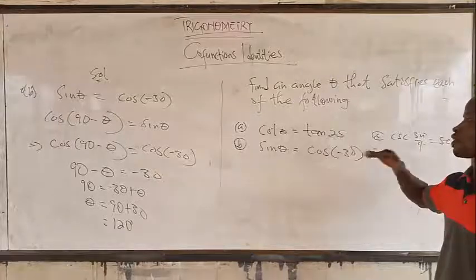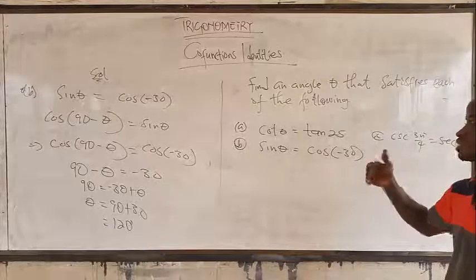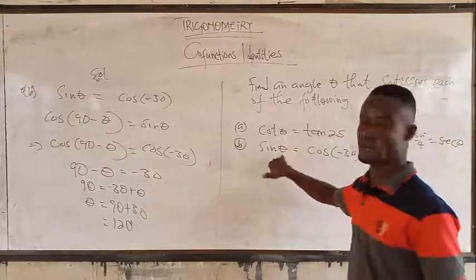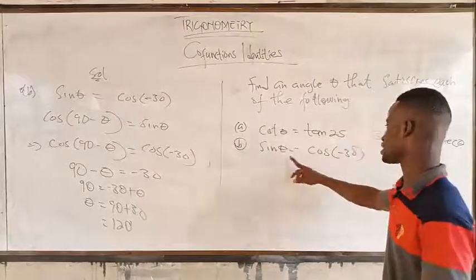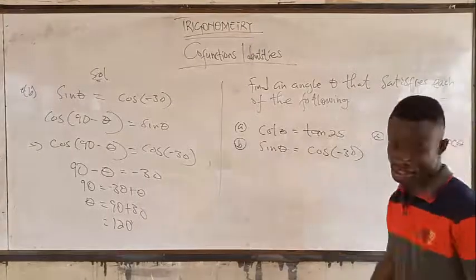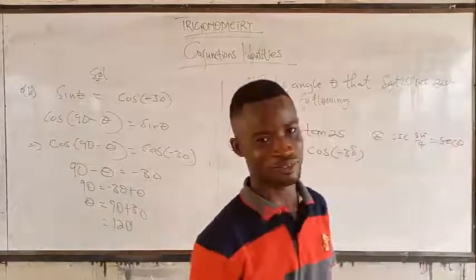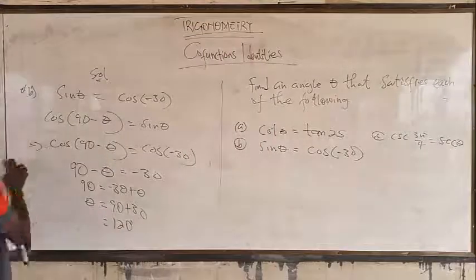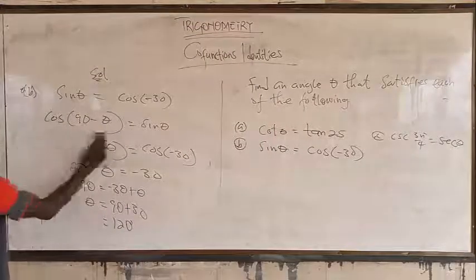So for theta to be equal to 120 degrees, it is going to satisfy that. What it means is that when you place cos 120 degrees on your calculator, the value is going to be the same as cos of negative 30. Very good. So that's how we do that.